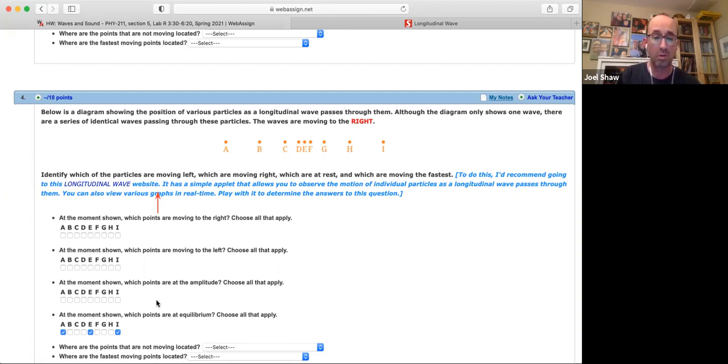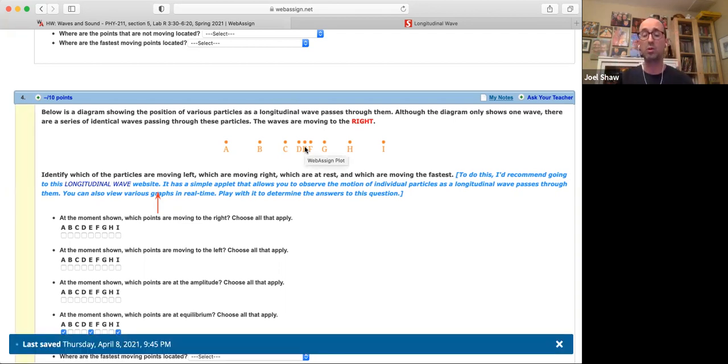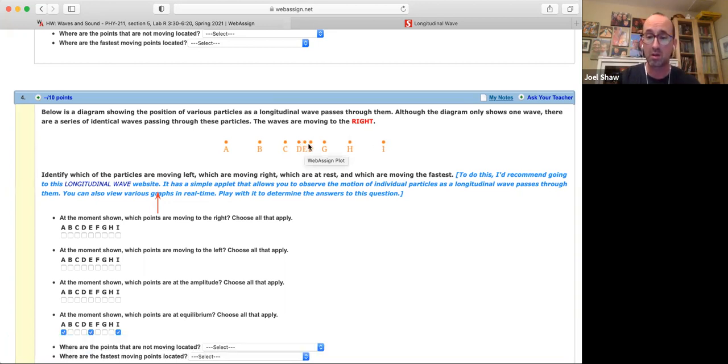Okay, so what about amplitude? Okay, well, amplitude is going to be between the two equilibrium points, right? It's going to be halfway between. So based on points going halfway between, that's going to be points G and C. So which points are at the amplitude? Okay, so that's points G and C. So these points are at the amplitude of their motion.